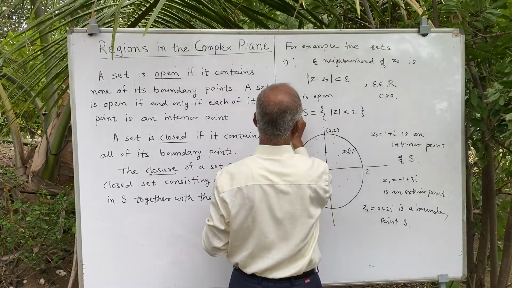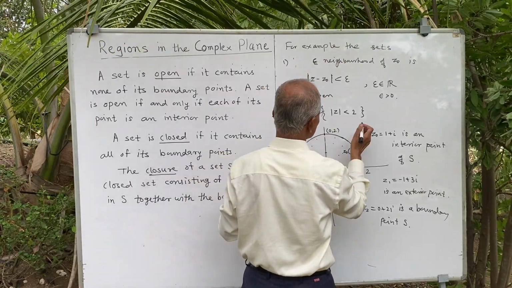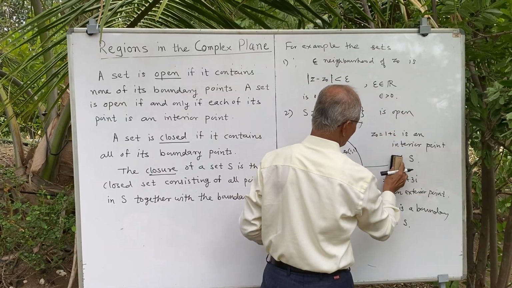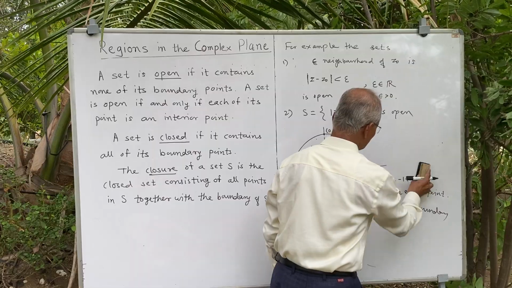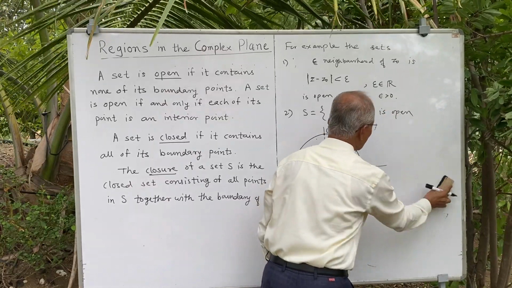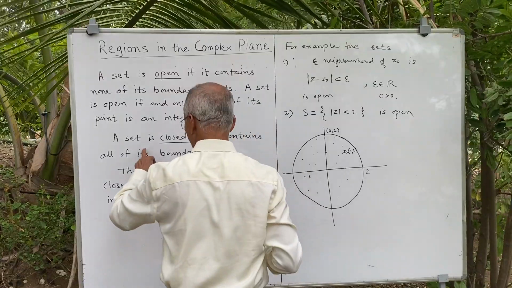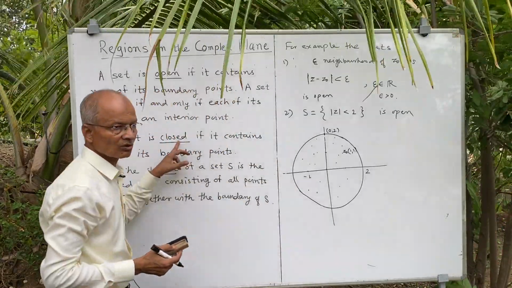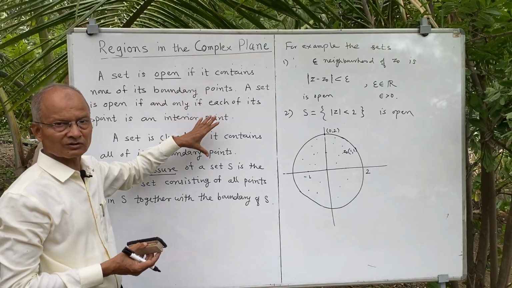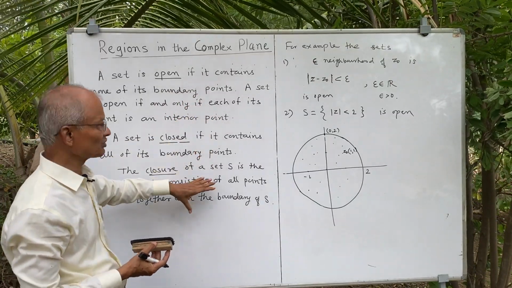This is the first example, this is the second. The set S is open because every point of this set is an interior point. And what is the second definition, of a closed set? These are important concepts in real analysis also. We have studied open sets and closed sets.